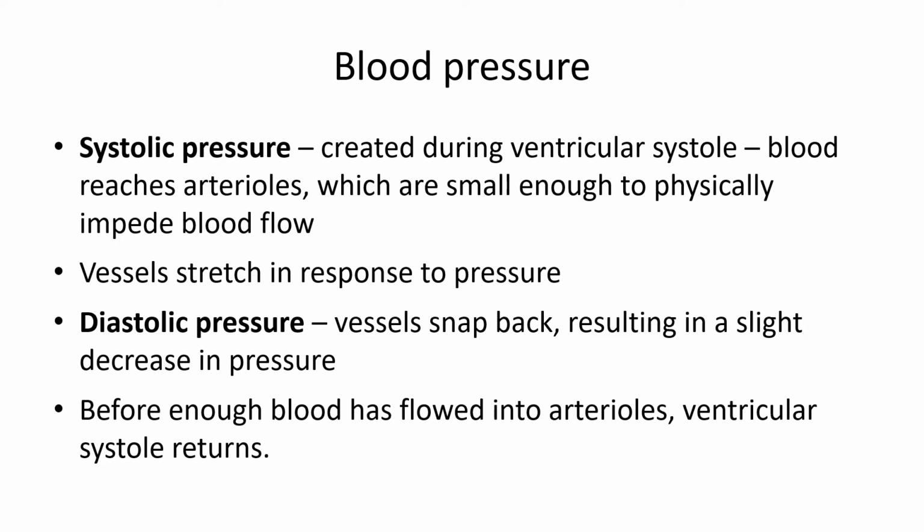As blood gets to the arterioles, it starts to be physically impeded. Before our next beat, there's still going to be a little bit of blood that hasn't made its way through the arterioles, and this results in kind of a base pressure. That would be the diastolic pressure. The diastolic pressure is the blood pressure that we can measure between contractions of the ventricles.